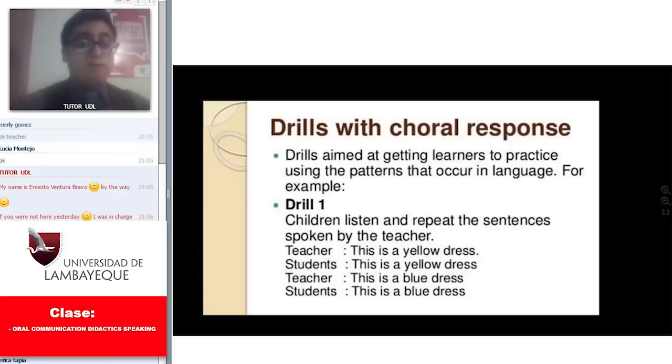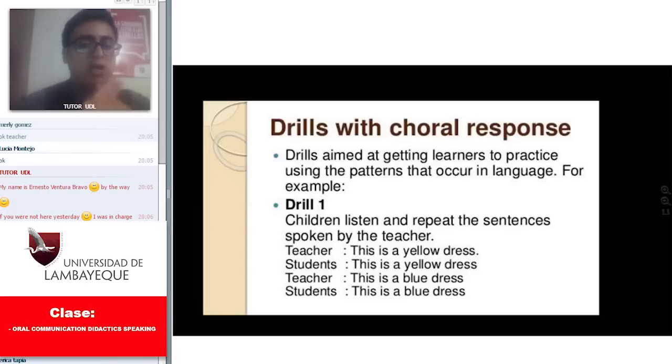Let's start with the first kind of drills that we have today for our class. Drills with call and response. When you say call, it means that everybody is going to repeat at the same time, of course, after the teacher, right? For example, here it says, drills aim at getting learners to practice using the patterns that occur in language.